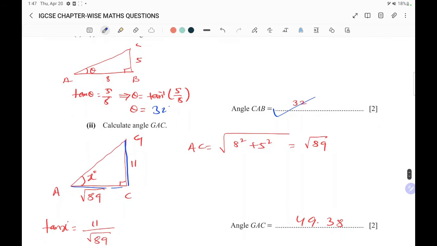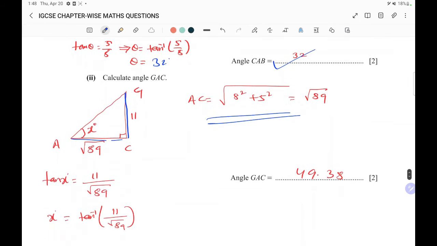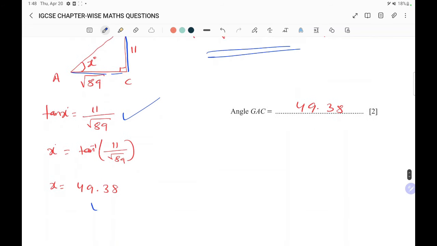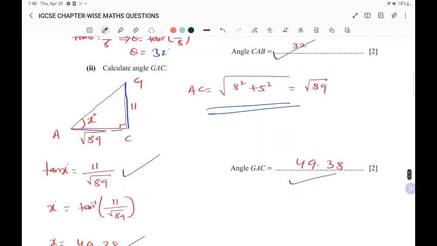And this is X degrees, I consider. So again tan, I have shown over there. So tan X is 11 over root 89. X is tan inverse 11 over root 89, which is 49.38. So X is 49.38.